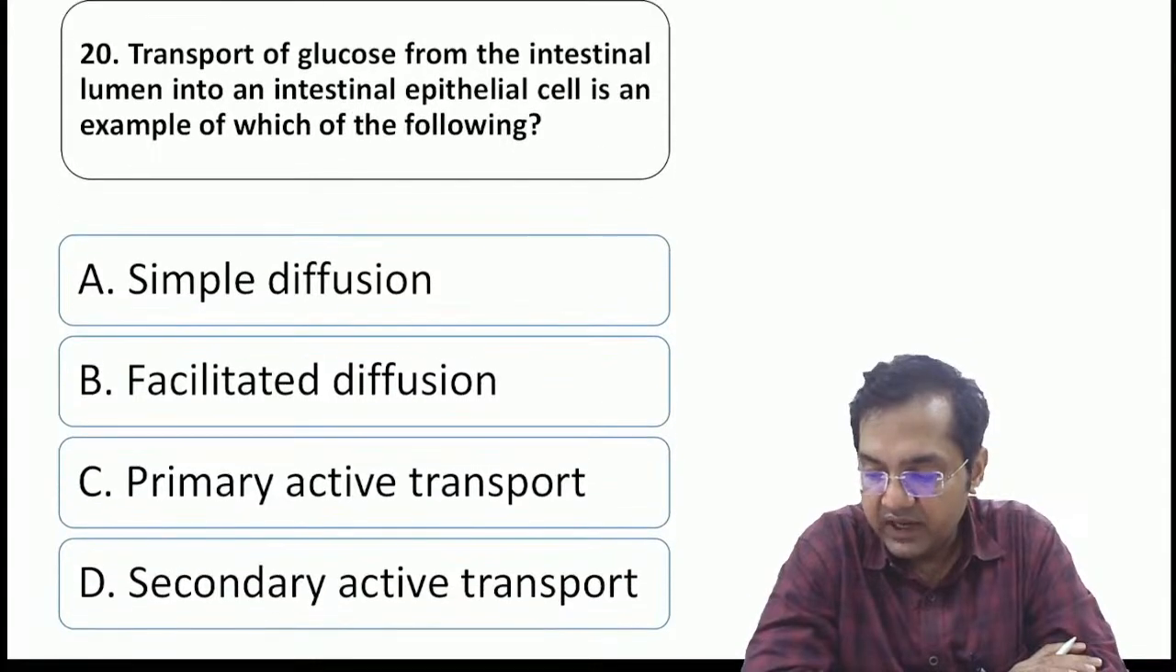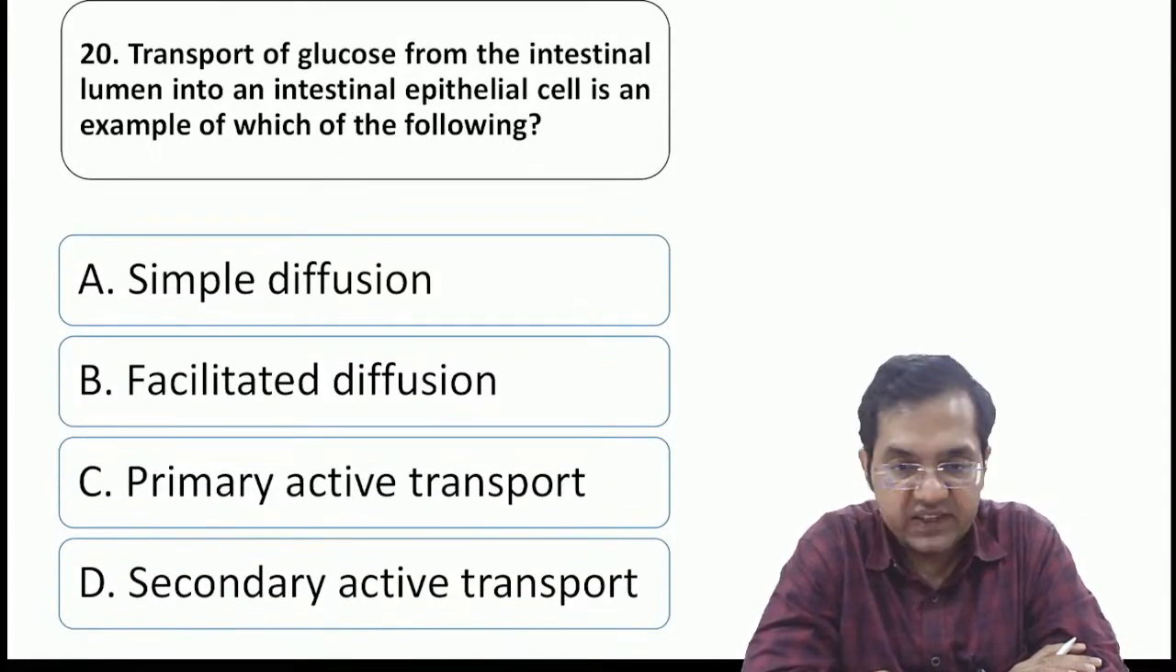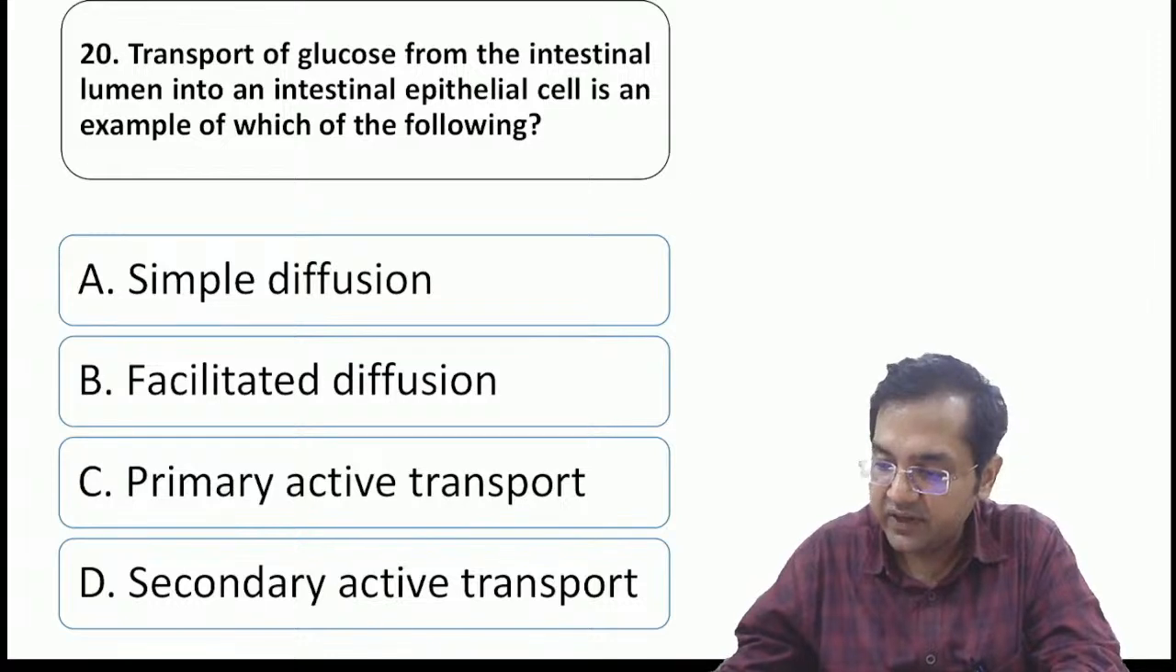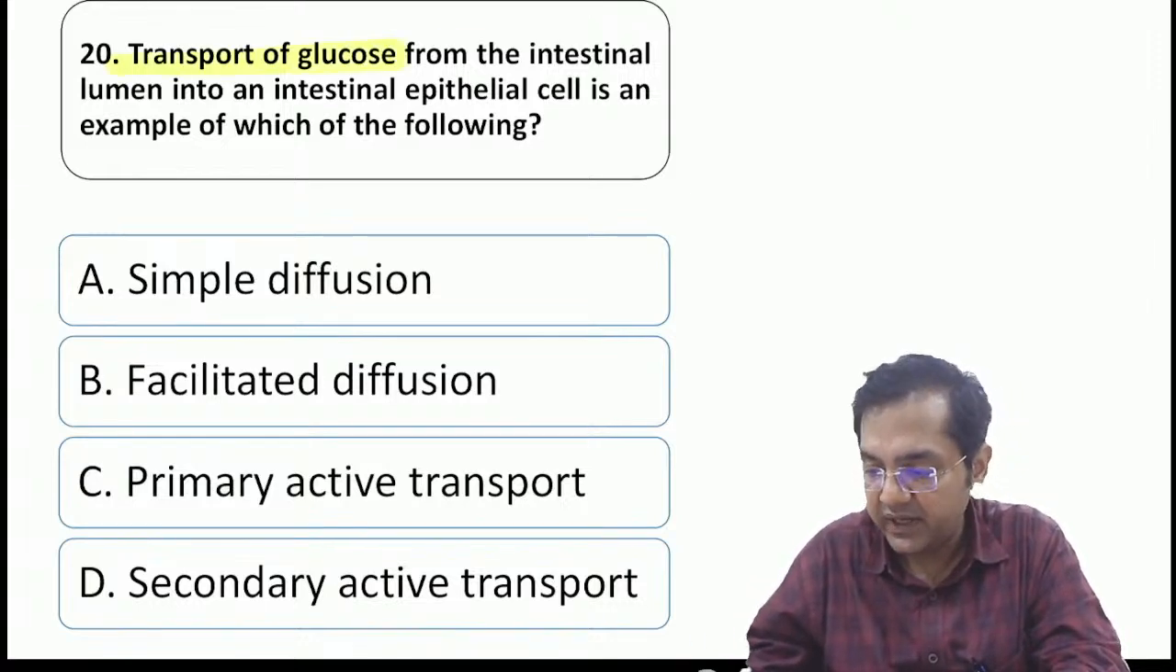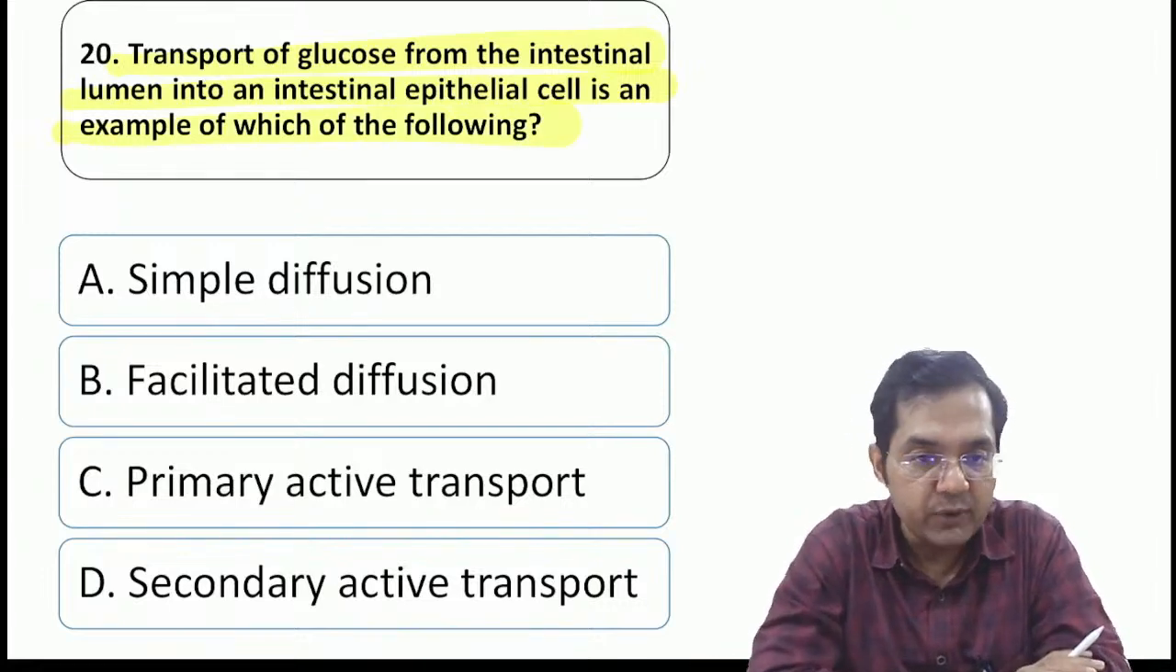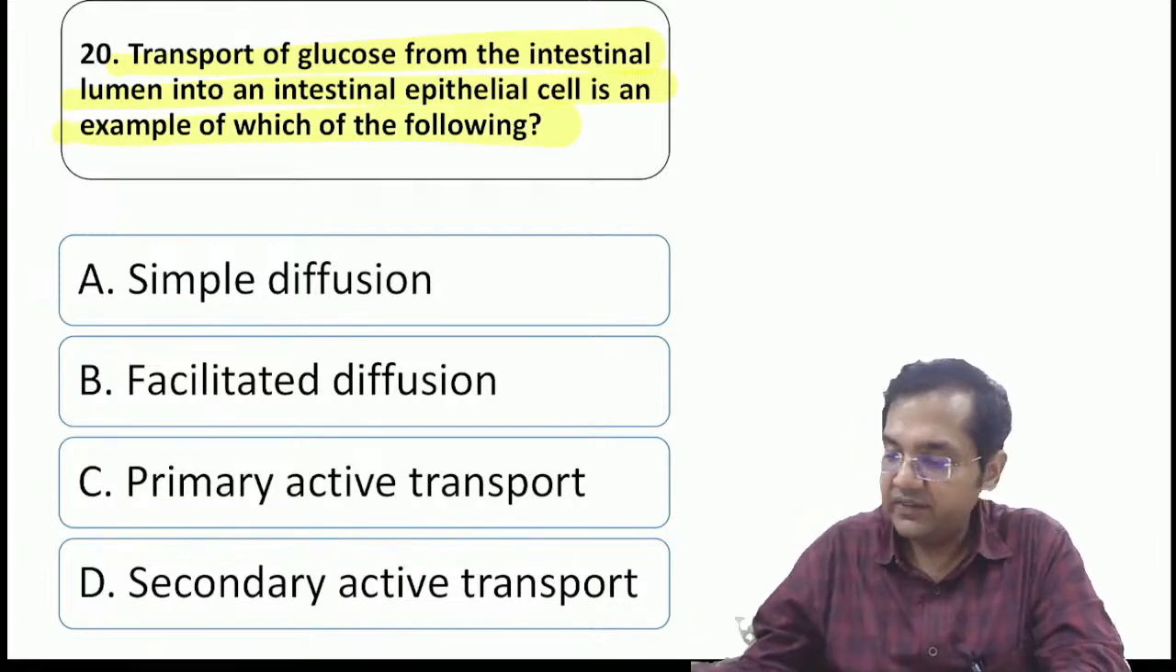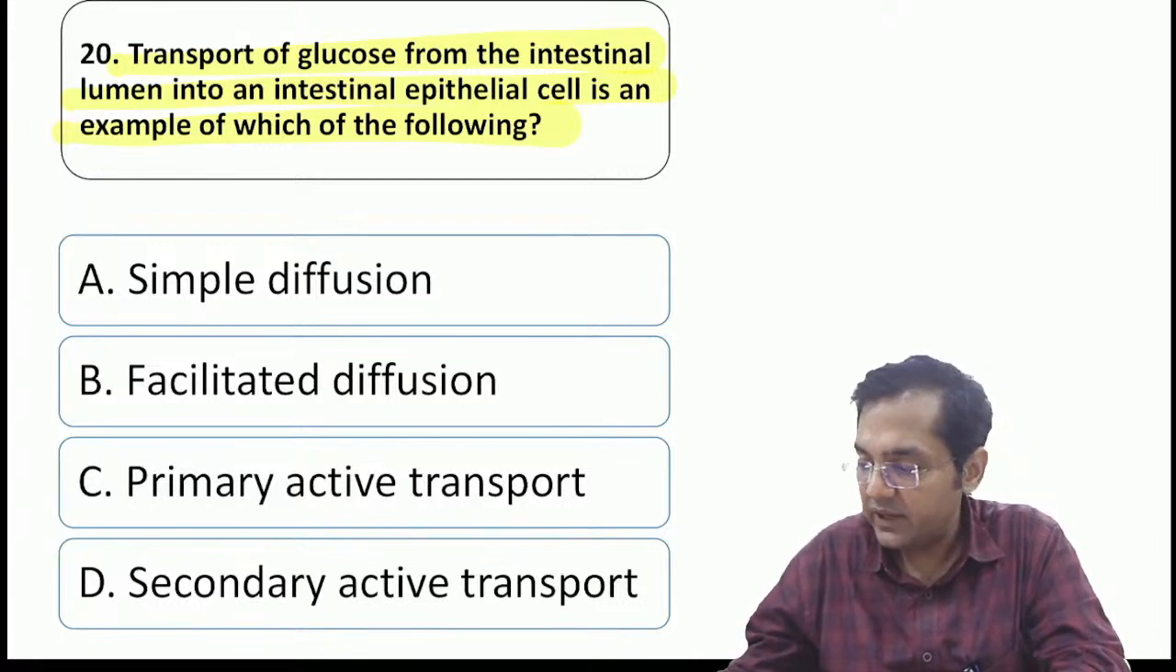This purposefully I have given a question from chapter 1, which is integrating with GIT. This is again a favorite question. It has come in the NEET exam many times. Transport of glucose from the intestinal lumen into the intestinal epithelial cell is an example of which of the following? Think about it.